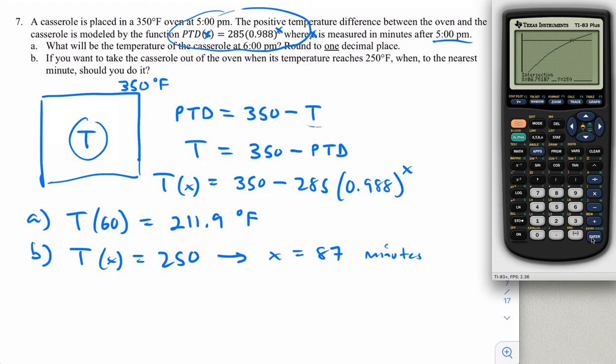Now that's 87 minutes after 5 p.m. 60 of those minutes would take us to 6 p.m. and then there's 27 more minutes. So 6:27 would be the time on the clock.